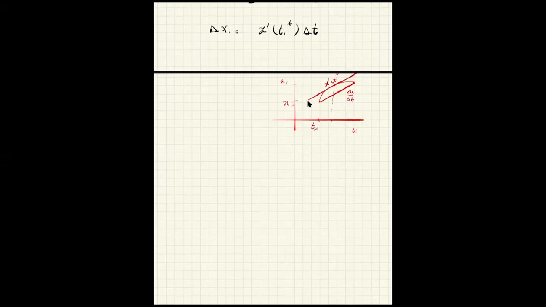Now same thing for y, applied to y(t) gives t star star, not necessarily the same. It's the same interval, but not necessarily the same point for the two different functions. T star star such that delta y_i is equal to y prime(t_i star star) delta t.